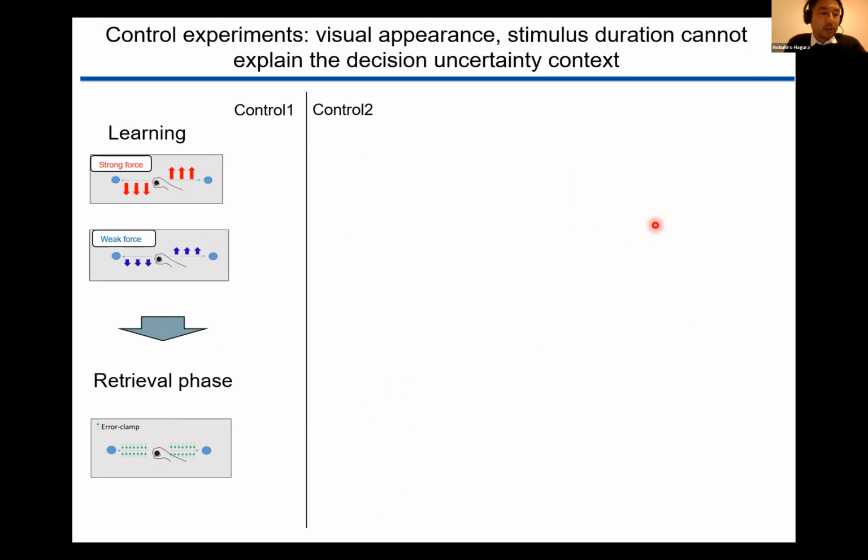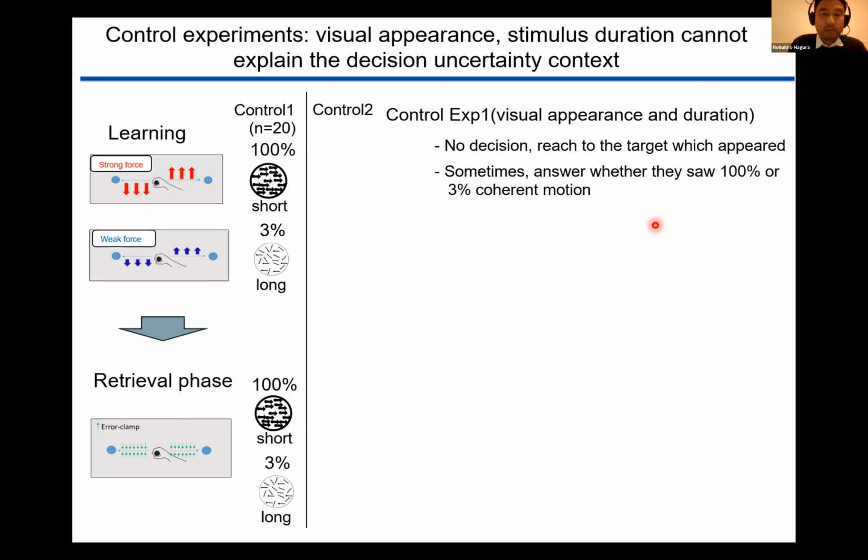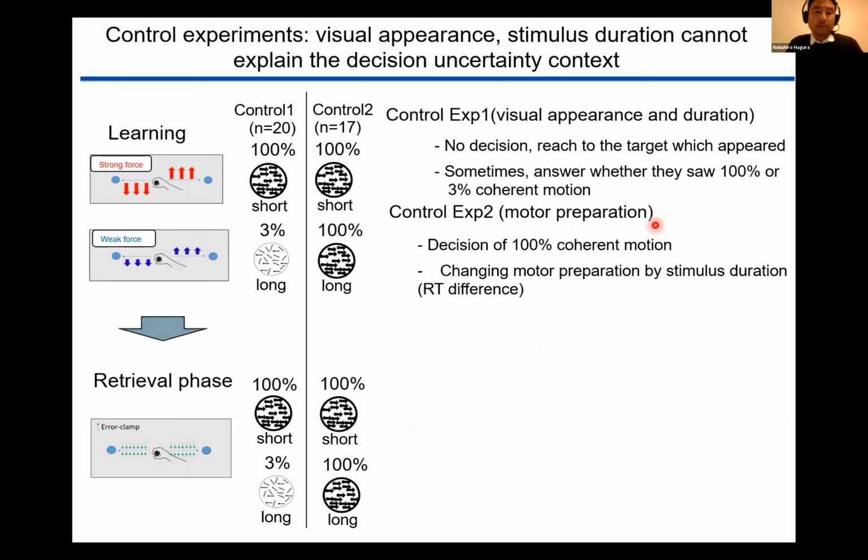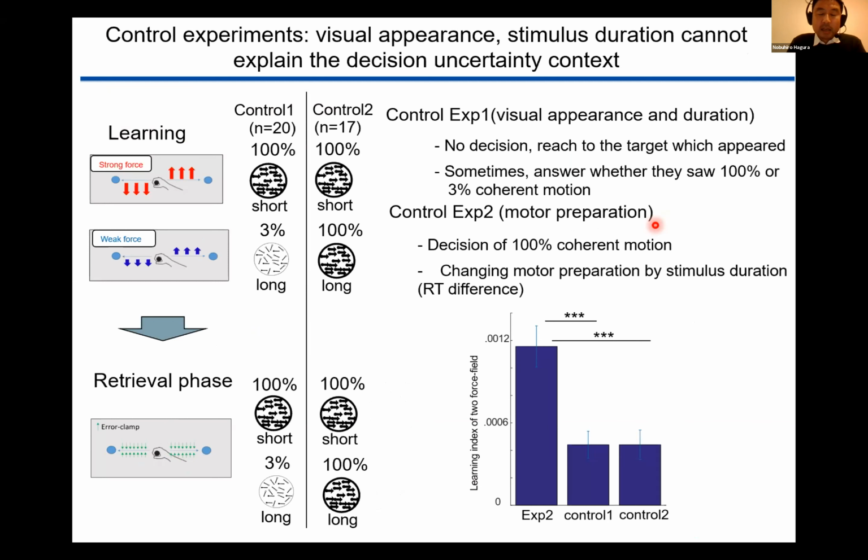We had a couple of control conditions to exclude other possibilities, whether the visual appearance or stimulus duration could also be the cue for learning the two different force fields. I won't go into detail, but in control experiment 1, we tried to control for the visual appearance and the duration. In control experiment 2, we tried to control for the amount of motor preparation. And this is the comparison. This is the result of the previous main experiment. The difference between the two force fields is stronger for the main experiment. For the other two control conditions, it's much smaller. So this result cannot be explained only by these other confounders.